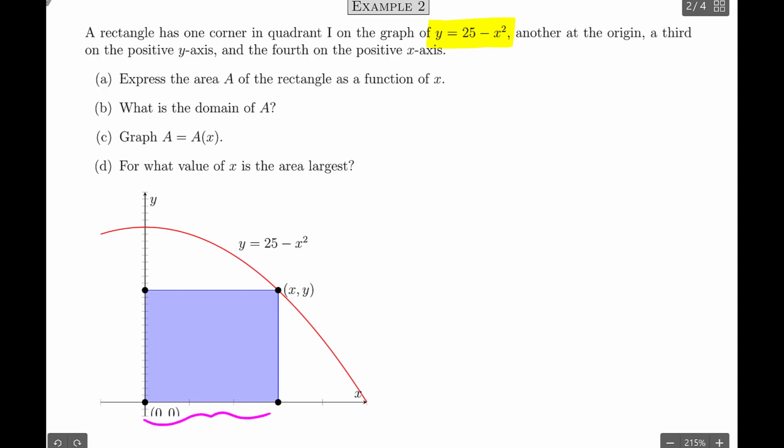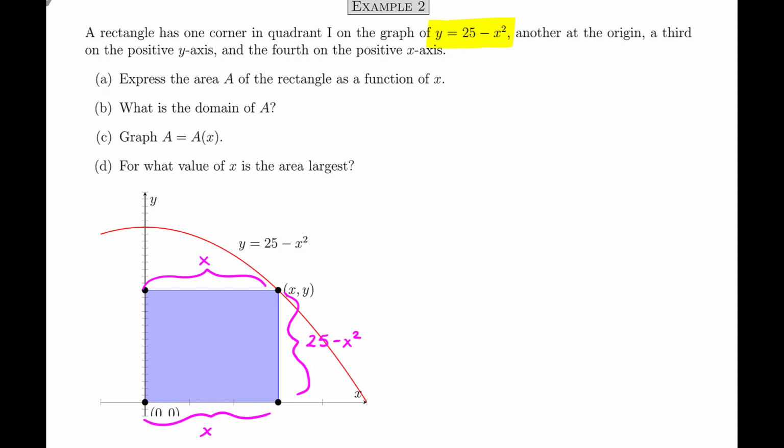Then we move x units to the right, and there's our second vertex. Then we move y units, which is the same as 25 minus x squared. So we move 25 minus x squared units up, and that gives us our third vertex. And this distance is also going to be x.